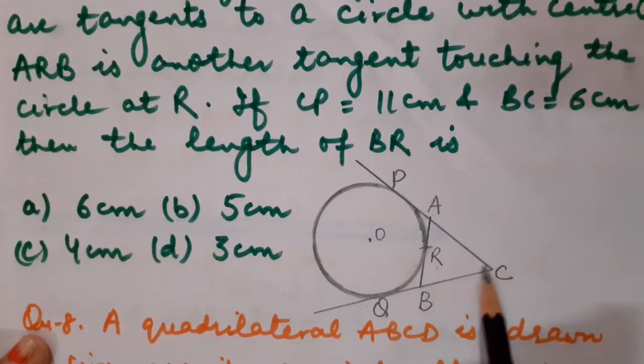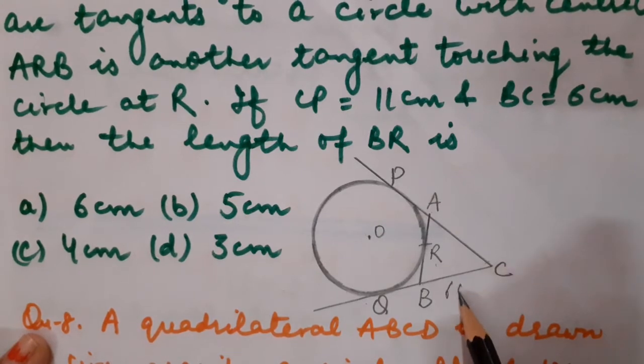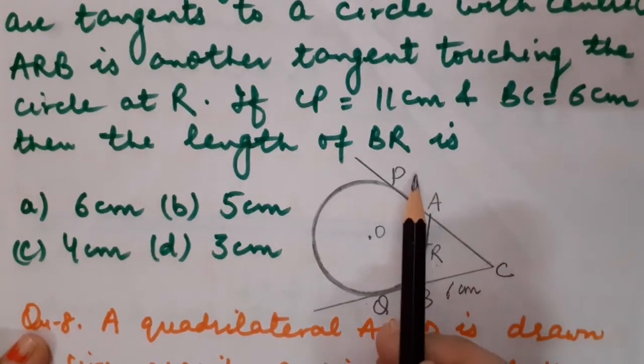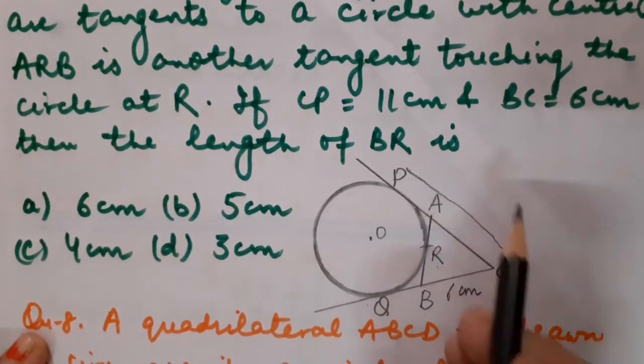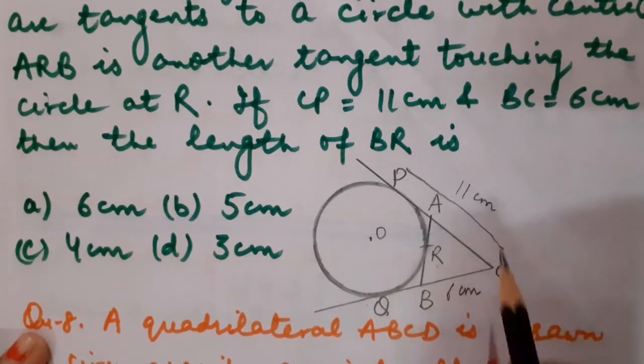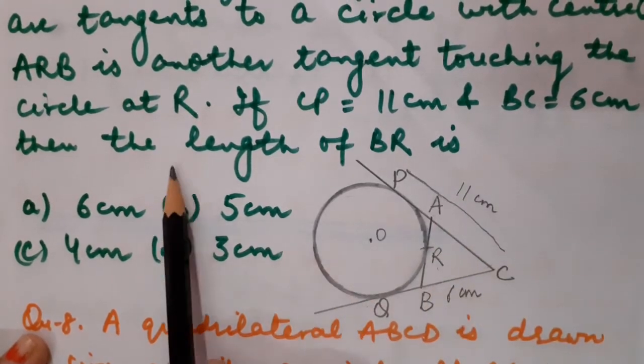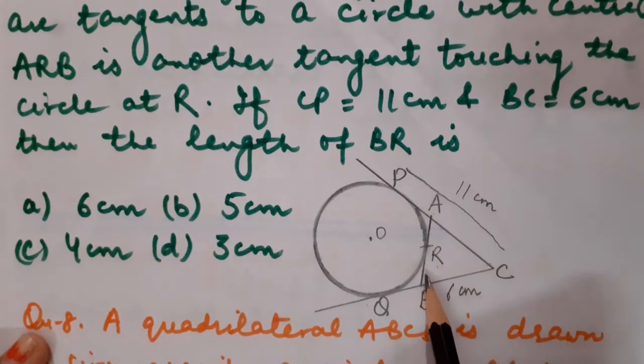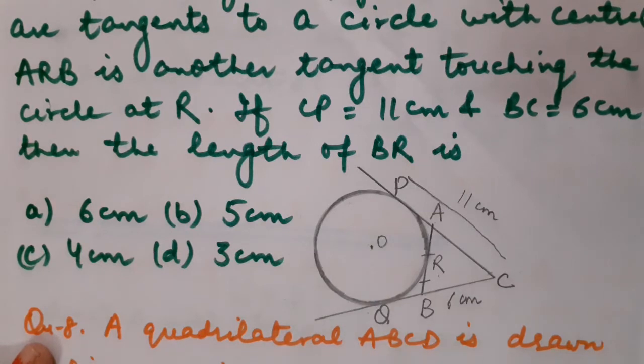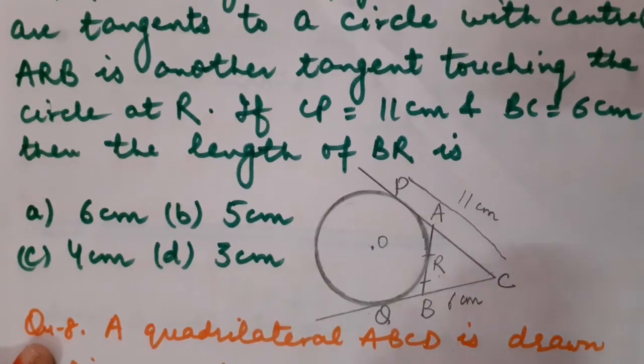BC is also given, meaning this part, 6 centimeter, is given, and this complete CP is also equal to 11 centimeter. Fine, children. And you will have to calculate the length BR. This much length you have to calculate. So what is to be done? Please understand it through this diagram, then I will be showing you its solution.